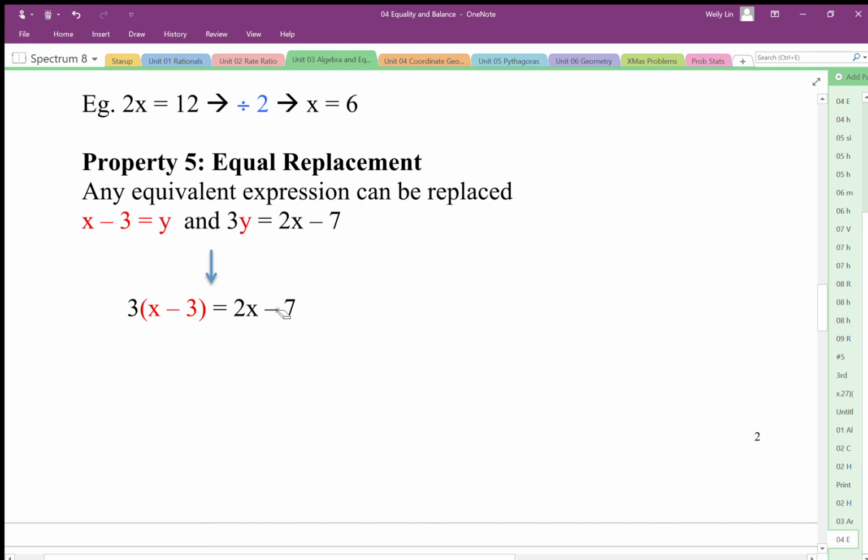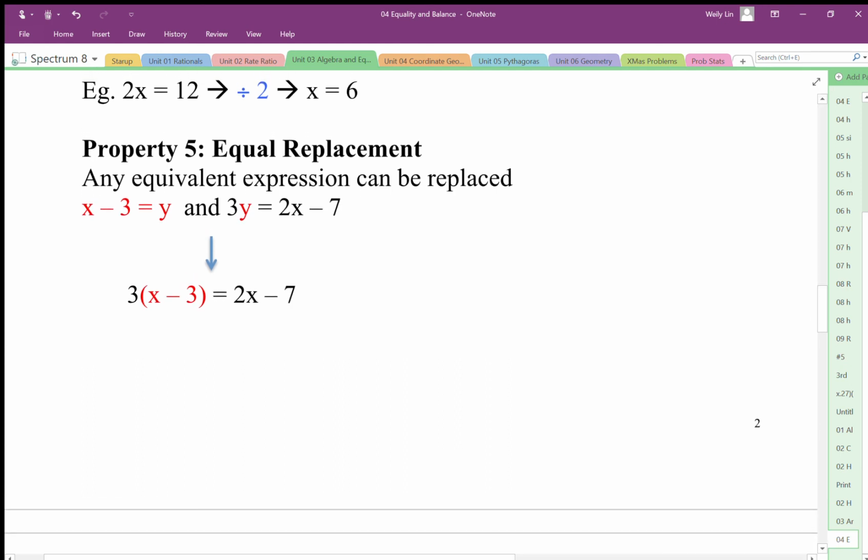So basically the 2x minus 7 will balance this expression as equally as that expression there, because y and x minus 3 are equivalent. And so this is equivalent replacement. When we have equivalent replacement, we don't change the balance, and we haven't broken the only rule that we have.